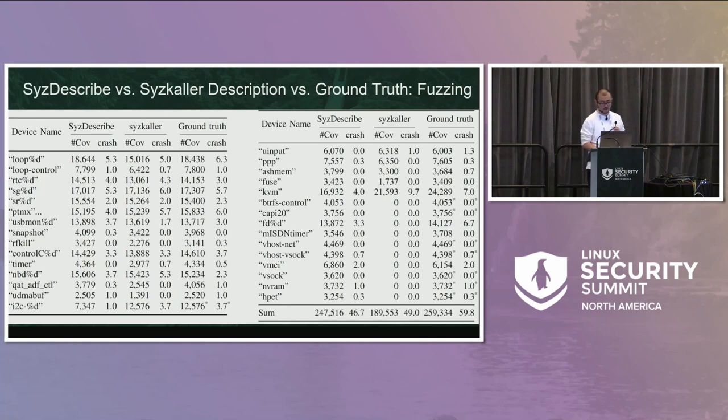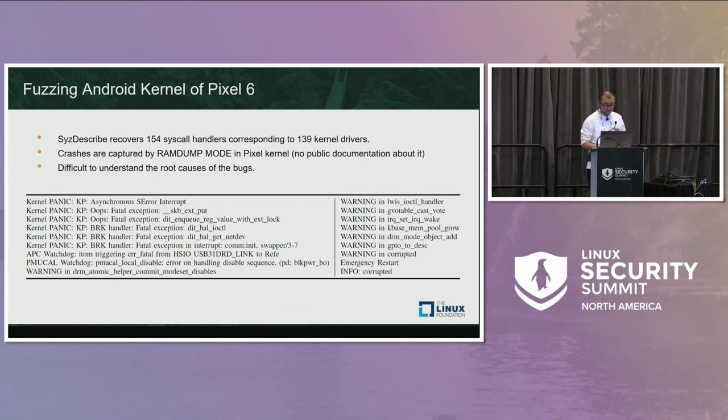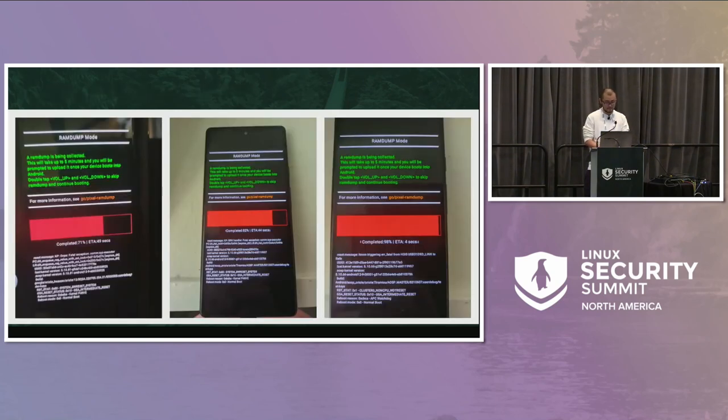We also try to generate the Syscall description for the Android kernel for Pixel 6. However, one thing is that when fuzzing the Pixel 6 kernel, crashes are captured by the RAM dump mode in the Pixel kernel, and there is no public document about it. So we don't know the root cause of those bugs. And here are some examples of the bugs we found during the fuzzing of the Pixel 6 kernel.